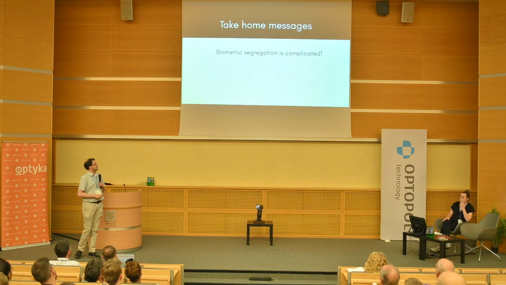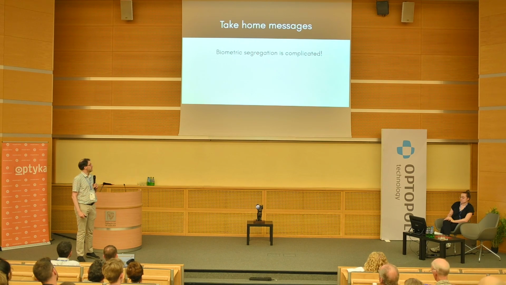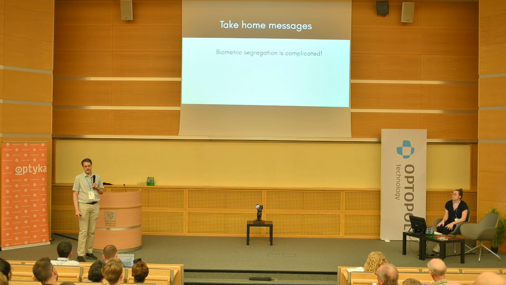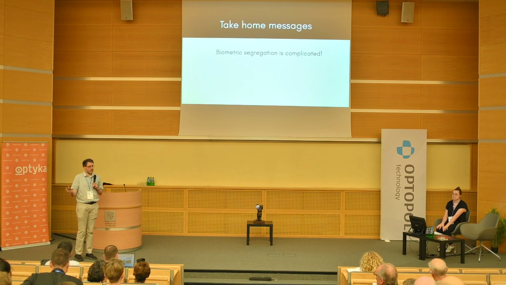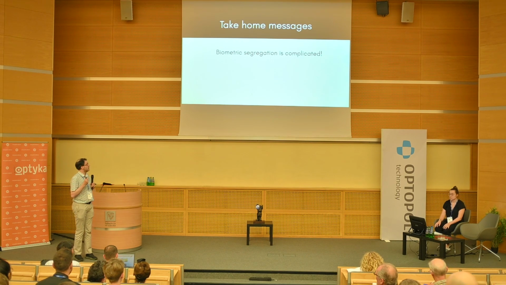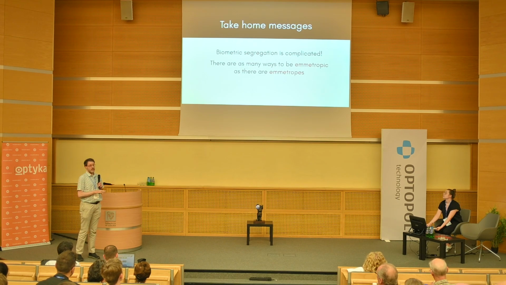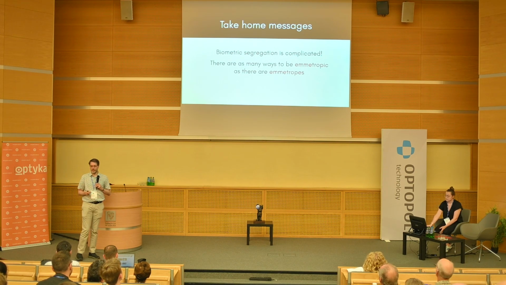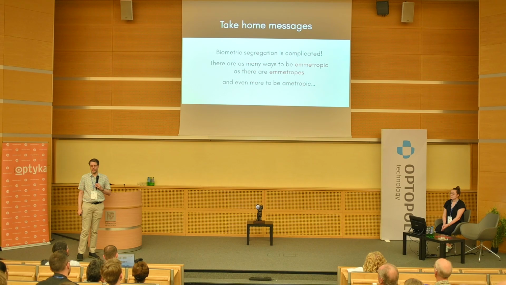The take-home message here is that biometric segregation of ametropia is very, very complicated. It's something higher order, something totally overlapping. It all depends on the refractive development. The second thing is there are as many ways to be emmetropic as there are emmetropes out there, and there are a lot of emmetropes out there. And finally, there are even more ways to be ametropic.